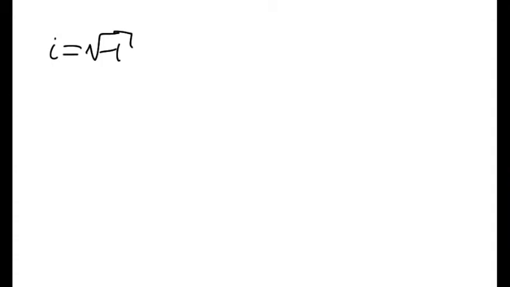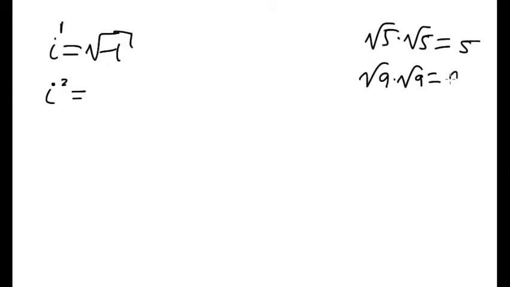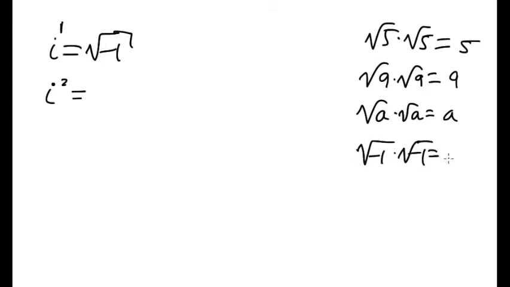So now let's do powers of i. i to the first is equal to rad -1, of course. i to the second is equal to what? Well, let me ask you something. I struggled to explain this the last time I tried to record an imaginary numbers video, but rad 5 times rad 5 is 5. Rad 9 times rad 9 is equal to 9. Rad a times rad a is equal to a. With that same logic, rad -1 times rad -1 is equal to -1, not 1.